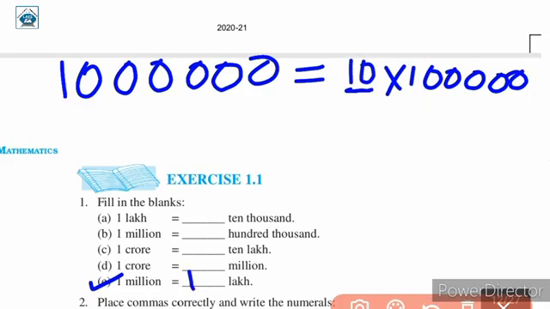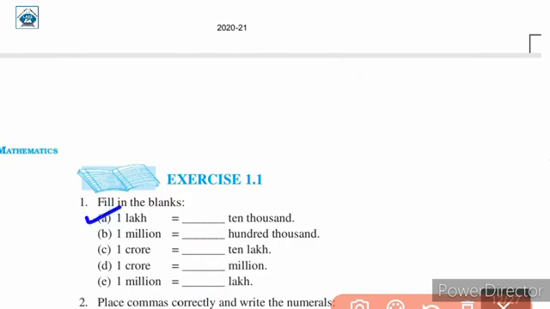So 1 million is equal to 10 lakh. So 1 lakh is equal to 100,000. 1 million is equal to 1,000,000. 1 crore is equal to 10 lakh. 1 crore is equal to 10 million. And 1 million is equal to 10 lakh. So these are the solutions to the questions of question number 1.